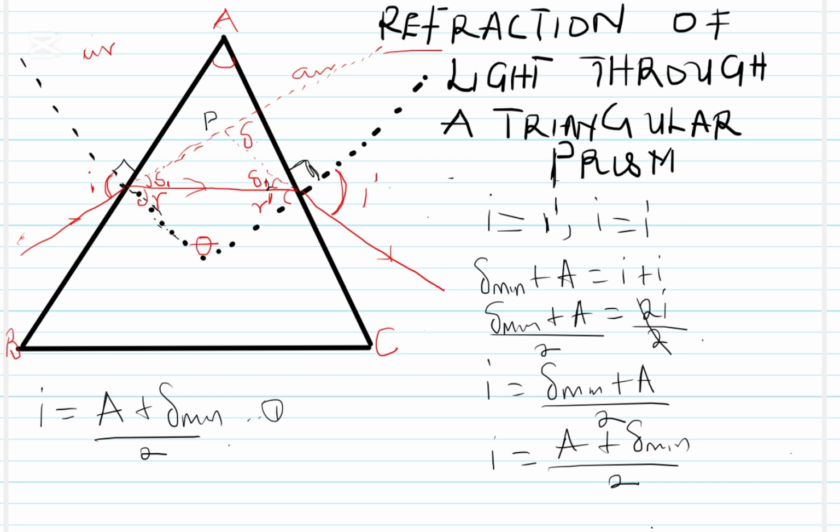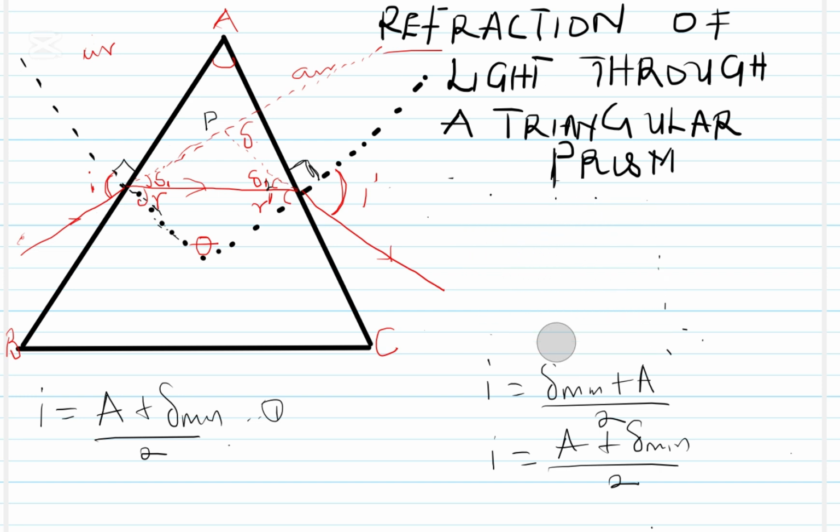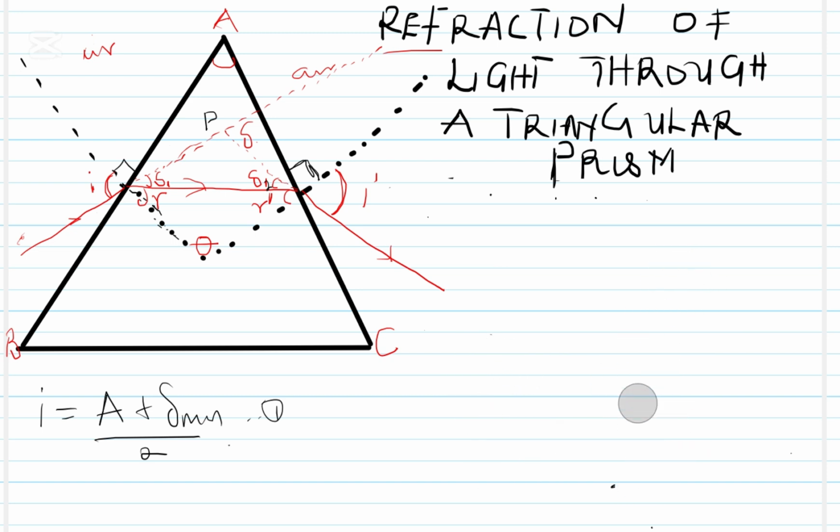And what about for the other one? For the other formula, we need to understand that under minimum deviation conditions, the angle of refraction is equal to the angle of incidence at the second surface, which means that under minimum deviation conditions, R is equal to R prime. So we say R, under minimum deviation conditions, we have that R is equal to R prime. It's only under minimum deviation that these two angles are equal. Apart from that, they're not equal in any way.